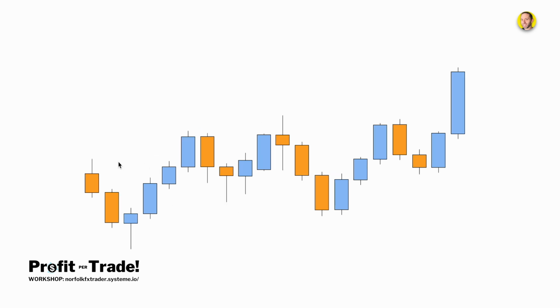Now, the way we use our structures is critical when it comes to taking trades because it helps us to identify areas of supply and demand.